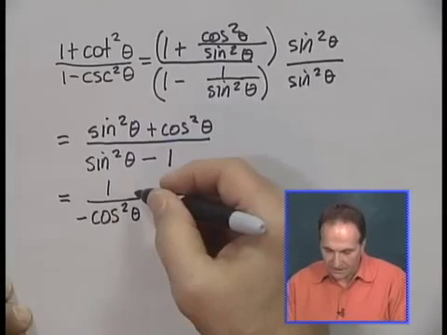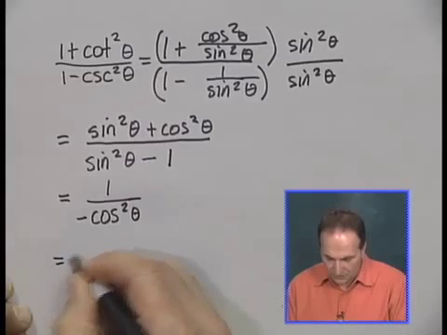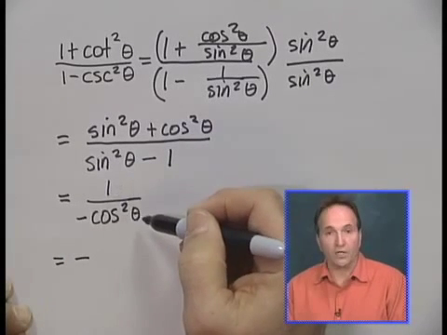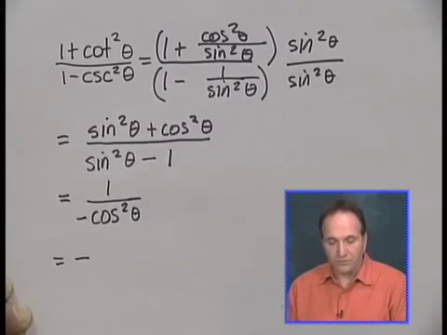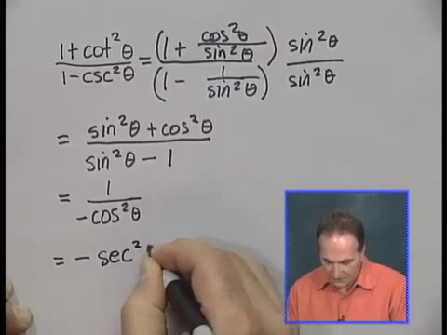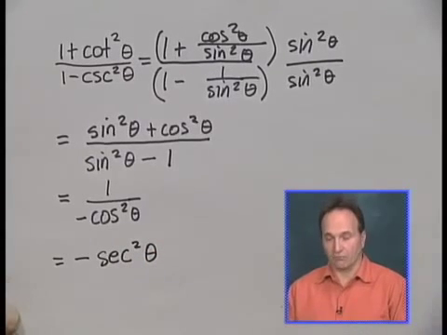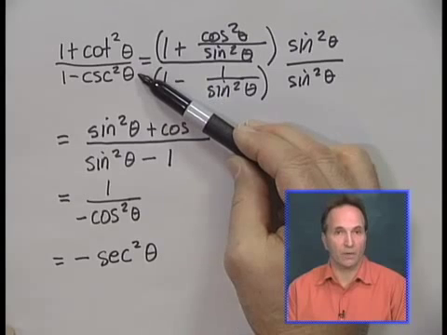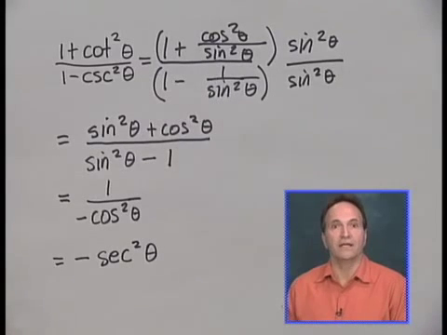And then finally, this would be equal to, with the negative out in front, we look at just 1 over cosine squared theta. That is equal to secant squared theta. So it's negative secant squared theta. So our original expression, 1 plus cotangent squared theta divided by 1 minus cosecant squared theta, is equal to negative secant squared theta.